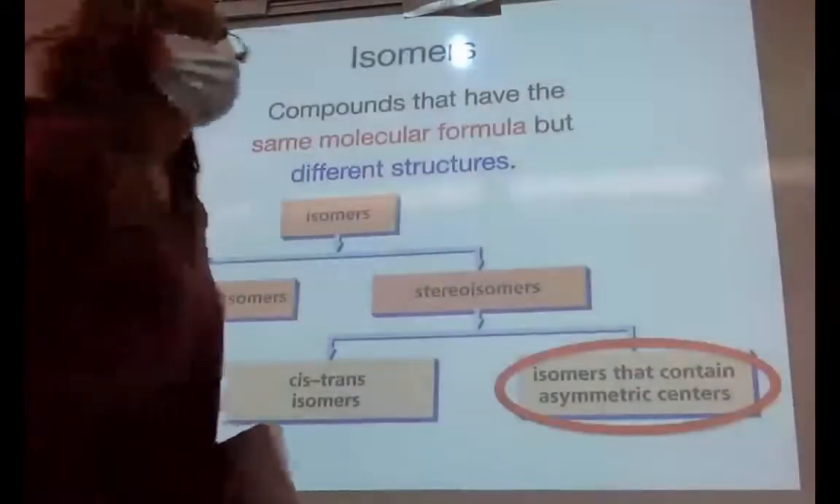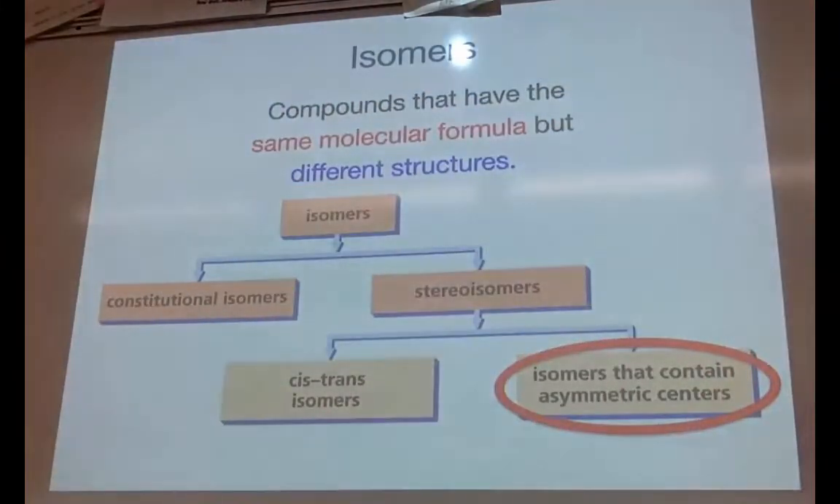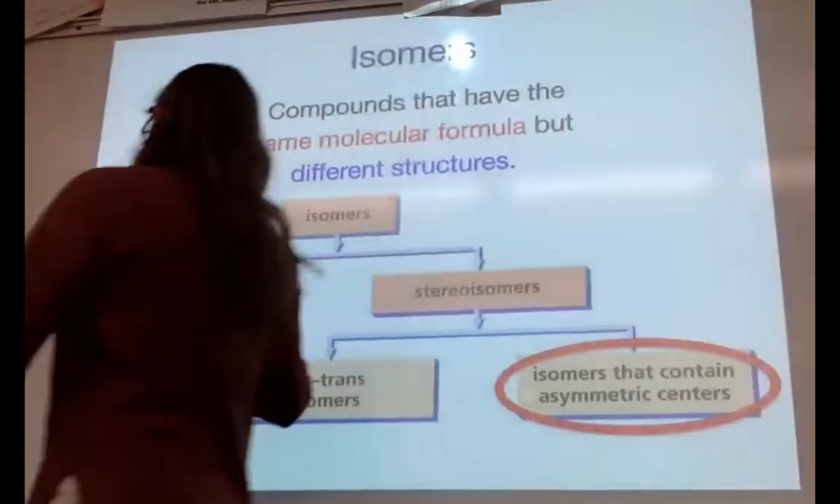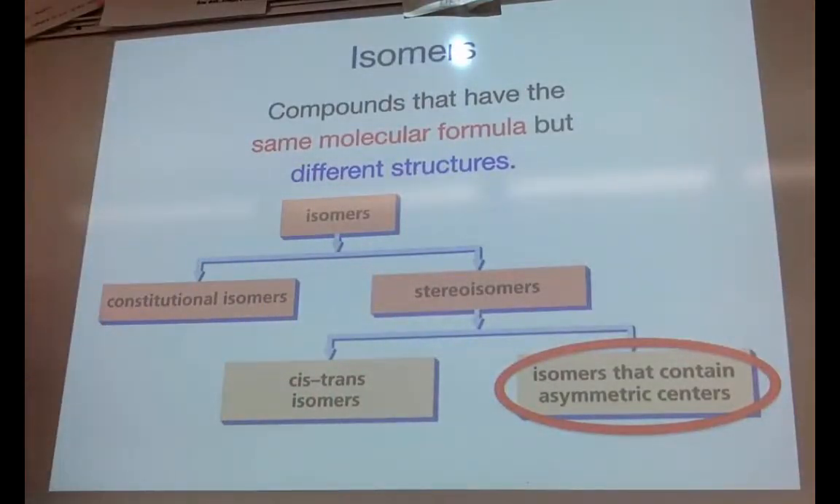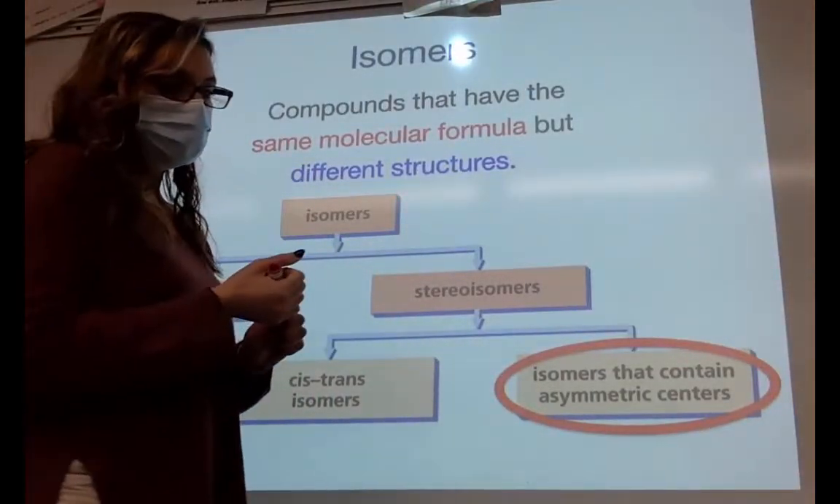Looking at stereochemistry, we talked a little bit about different types of isomers. In general, an isomer is something that has the same chemical formula but different structures. Really we split isomers into two things: constitutional isomers and stereoisomers. Constitutional isomers and stereoisomers are two different things.